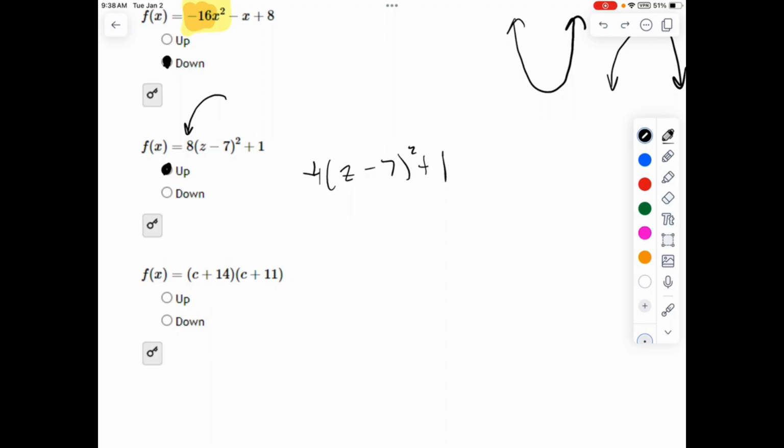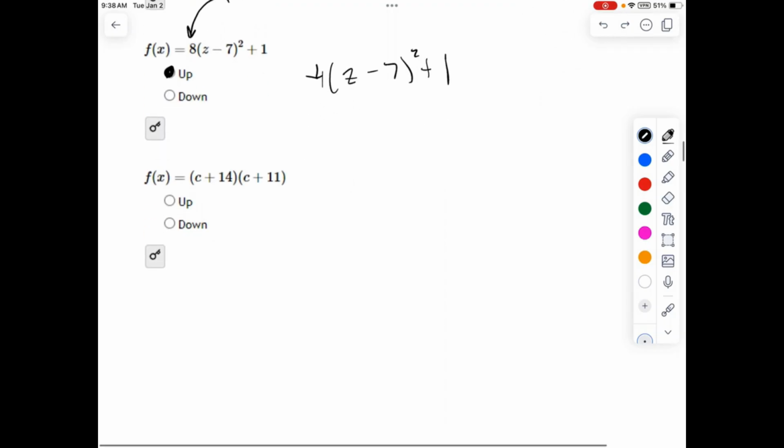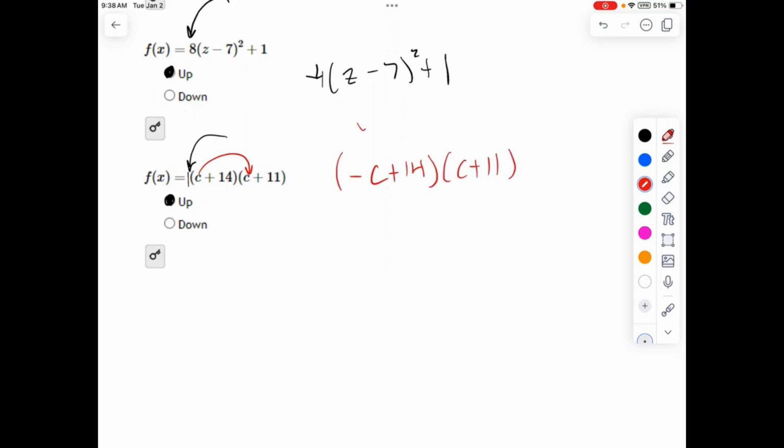For factored form, the rule of thumb is that if you have a GCF that's a positive number, it'll be going up. If you have a GCF that's negative, it'll be going down. Does that always have to be the case? No, not necessarily. Let's say we had negative (c plus 14) and then (c plus 11).